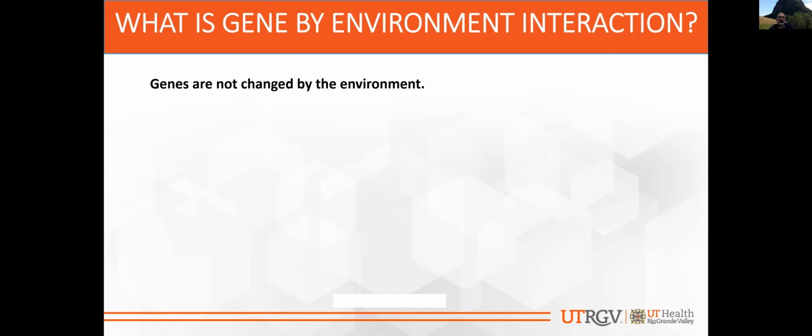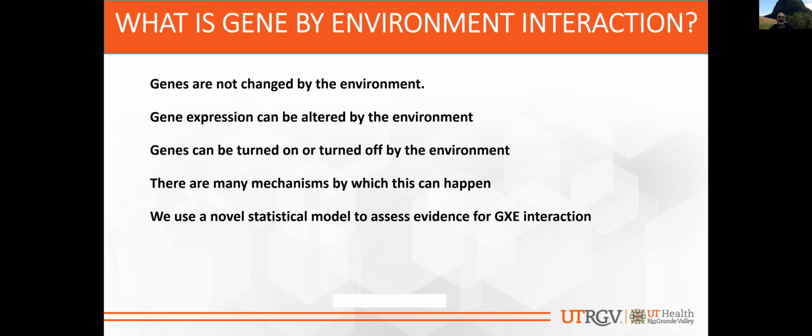What is gene by environment interaction? As I said, genes are not changed by the environment. Gene expression can be altered by the environment. Genes can be turned on or turned off by the environment, and there are many mechanisms by which this can happen. We use a novel statistical model to assess evidence for gene by environment interaction. It's novel, but it's not new. It was created and designed by one of our senior authors, Dr. John Blangero, who developed this very powerful statistical method that has been used by multiple researchers.